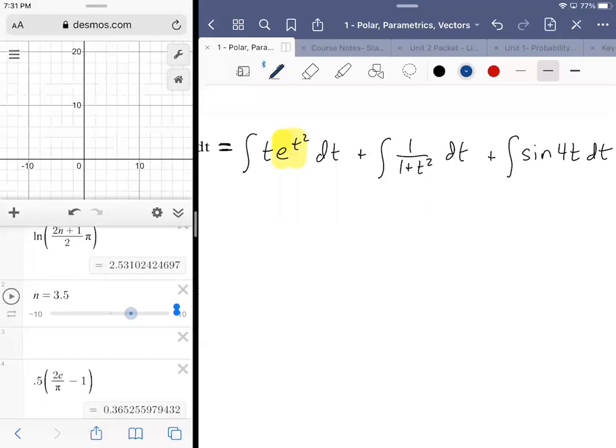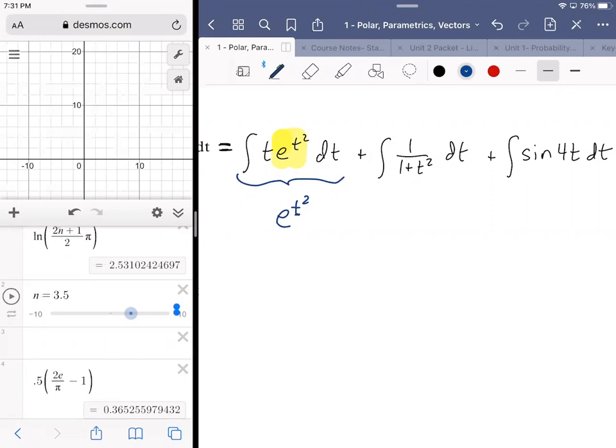So if I were to think, okay, well, I'm going to take the derivative of e to the x. I know that's e to the x, but if it's e to the 2x, it's going to be e to the 2x times something else. All right. So my antiderivative is going to be e to the t squared, but it's going to be modified in some capacity.